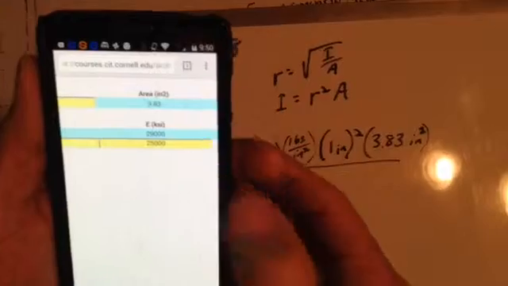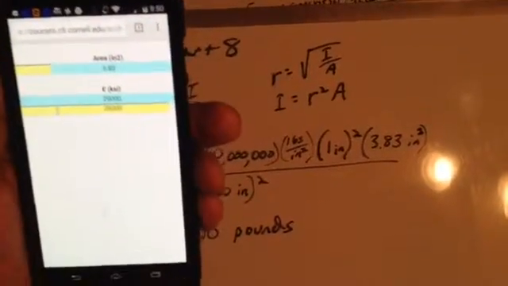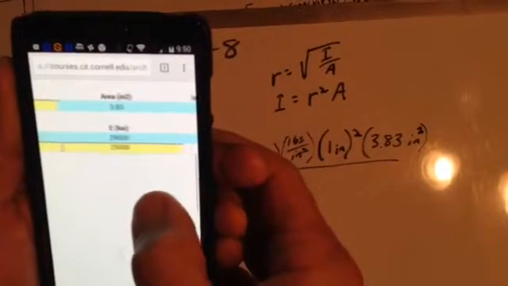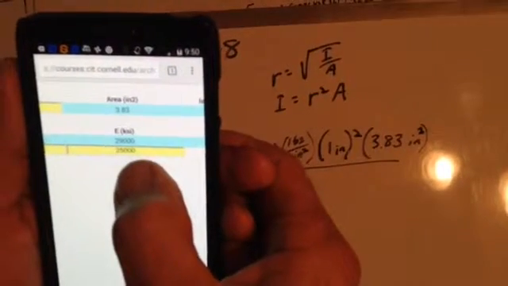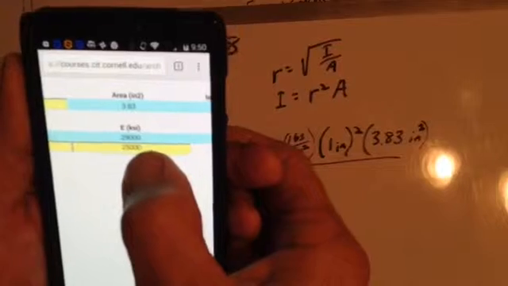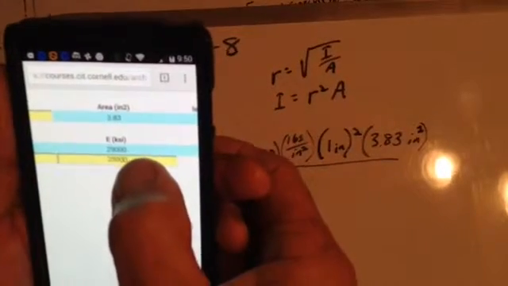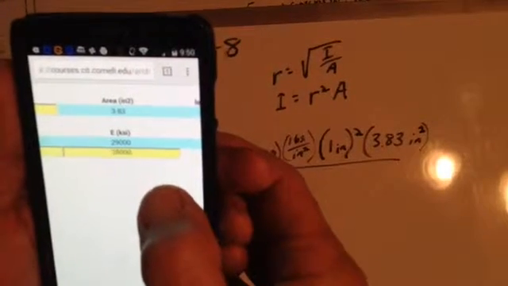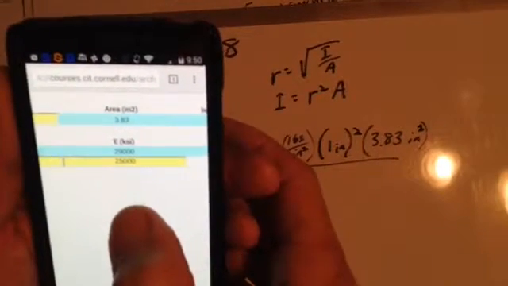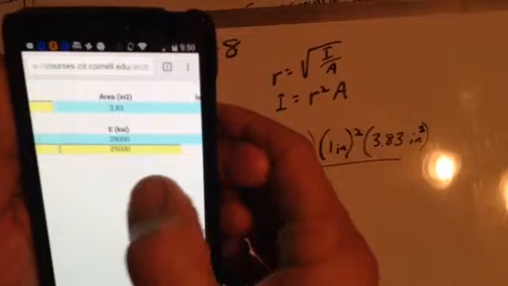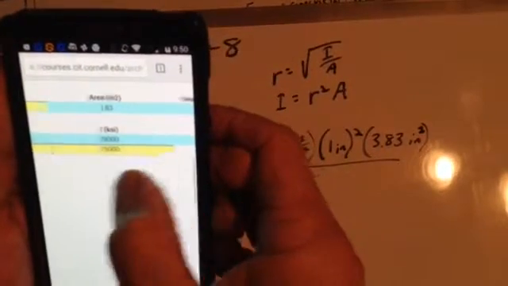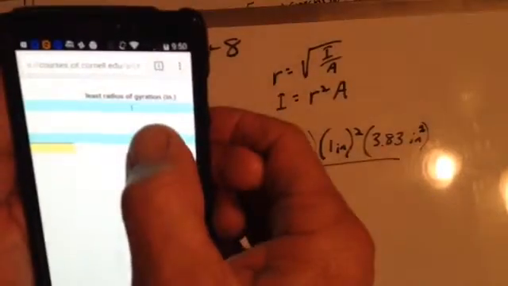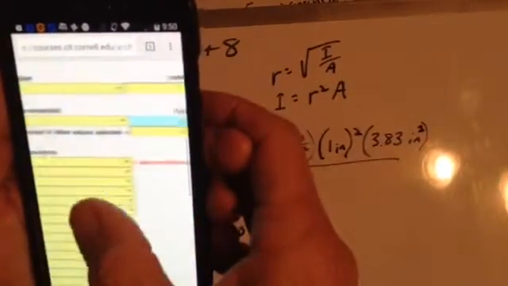Its cross-sectional area is 3.83 square inches. And they're saying the modulus of elasticity is 29,000 KSI, or 29 million pounds per square inch. They taught us back in my college days about 30 million. I guess steel's not as stiff as it used to be. Okay, the least radius of gyration is 1 inch.